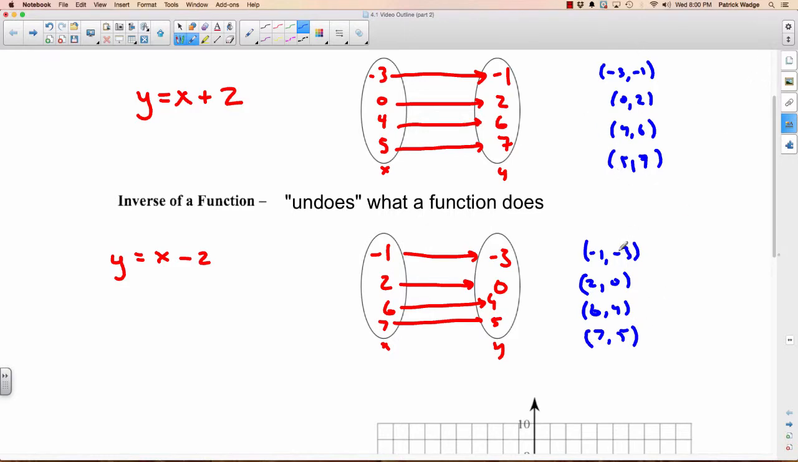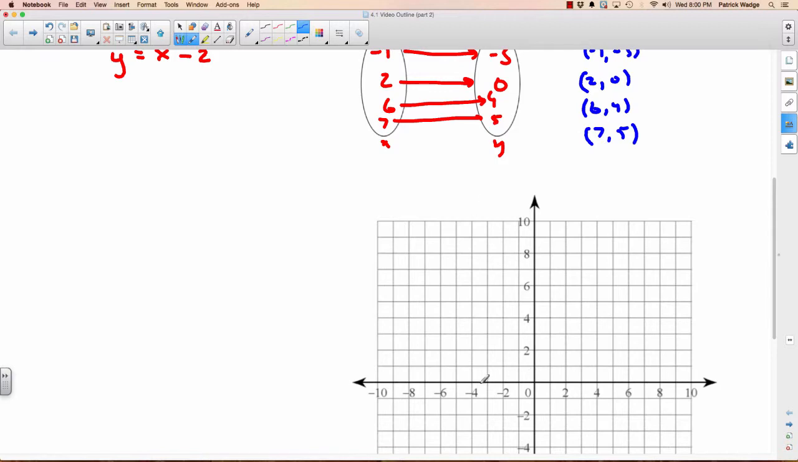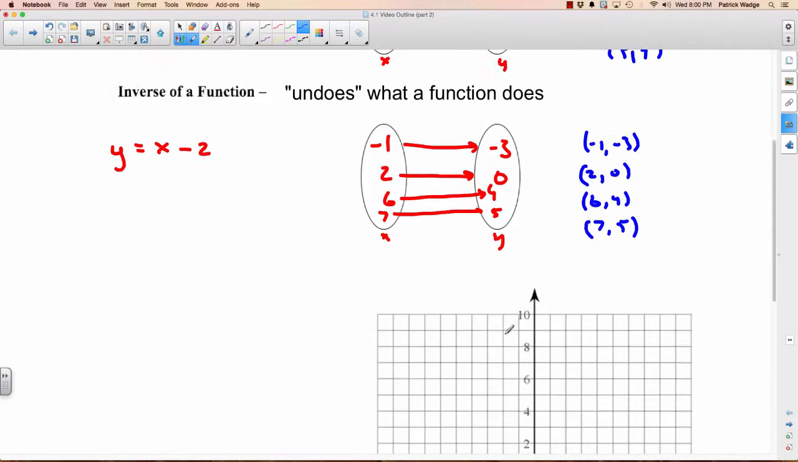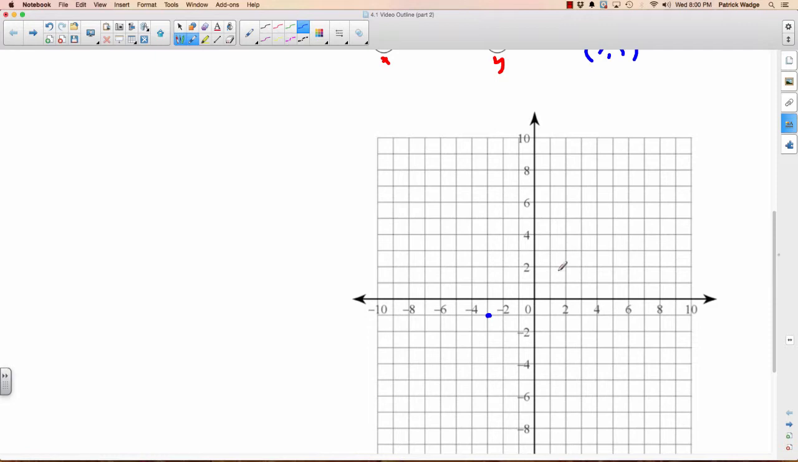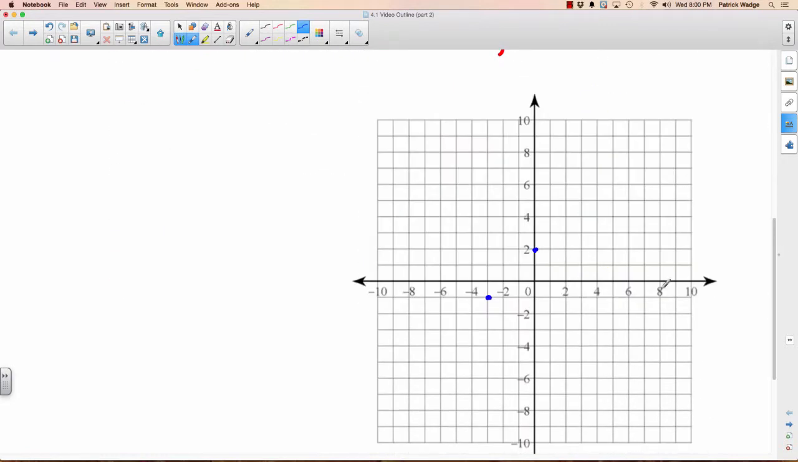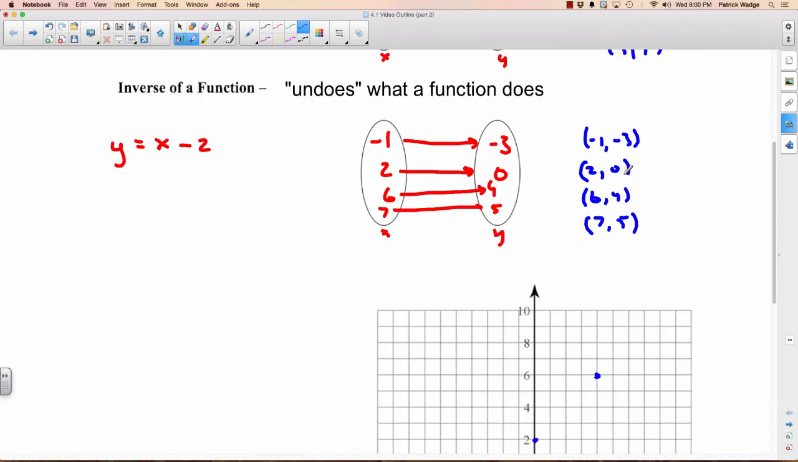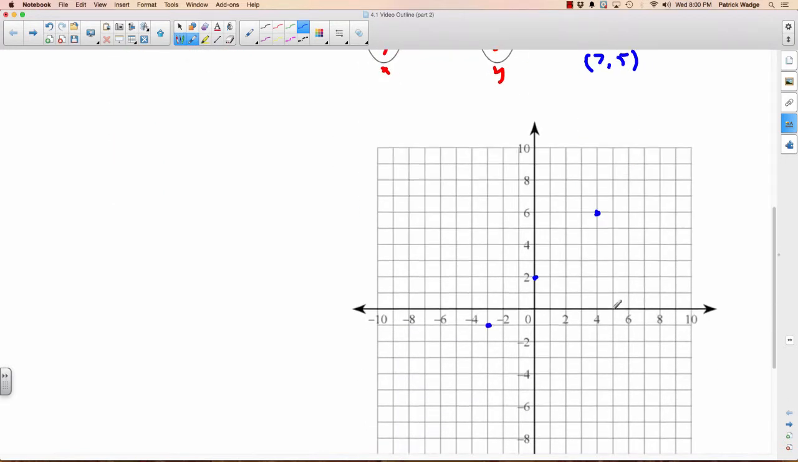First of all, we'll graph this one here. So (-3, -1) is the first point. The next point is (0, 2). And then we have (4, 6). It's a bit annoying having to go back and forth like this. And finally we have (5, 7). So (5, 7) is right there.